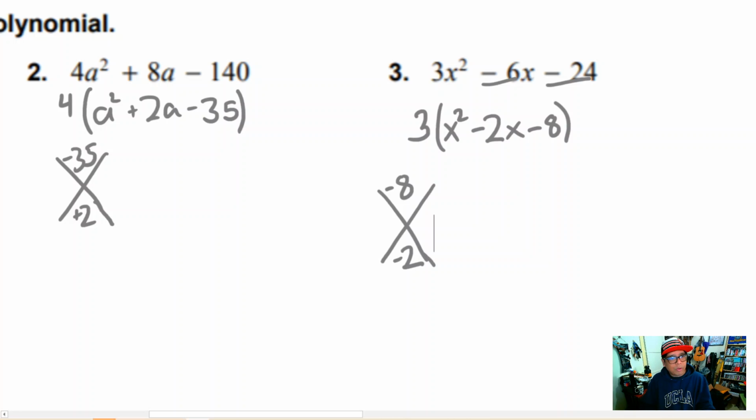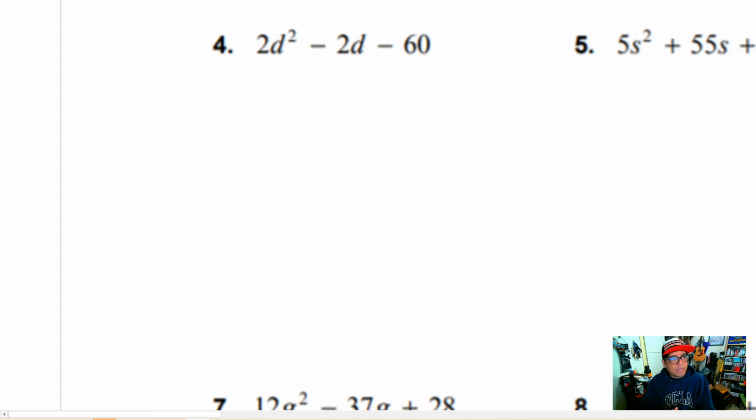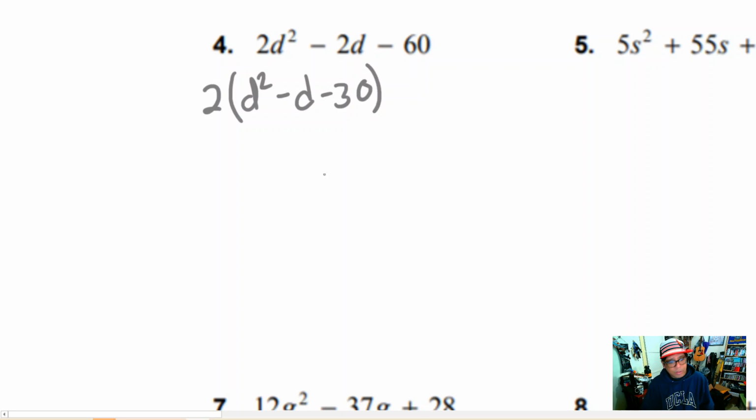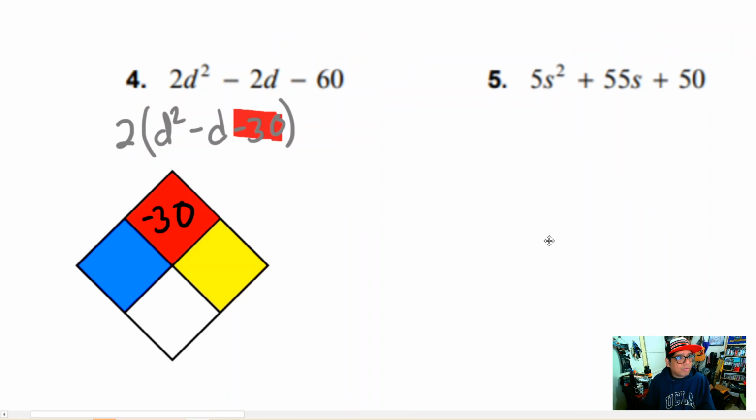Let's see if we can go to the next one, number 4. Number 4, it looks like I can factor out a 2. So let's factor out a 2. 2d squared divided by 2 is just d squared. Minus 2d divided by 2 is negative d. And negative 60 divided by 2 is negative 30. So when I set up this diamond problem, negative 30 up top, negative 1 in the white.